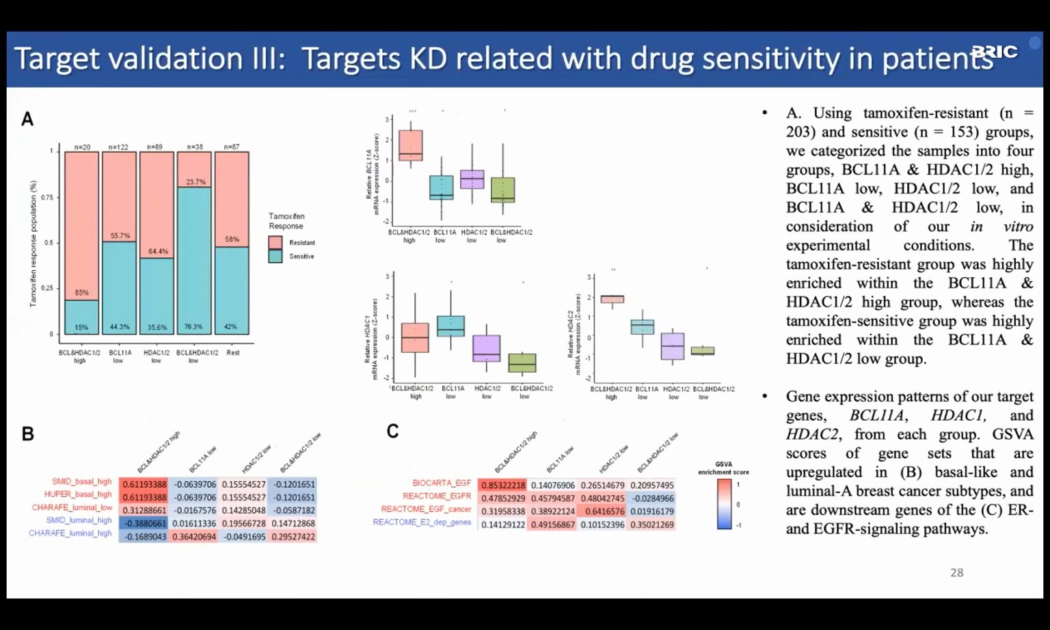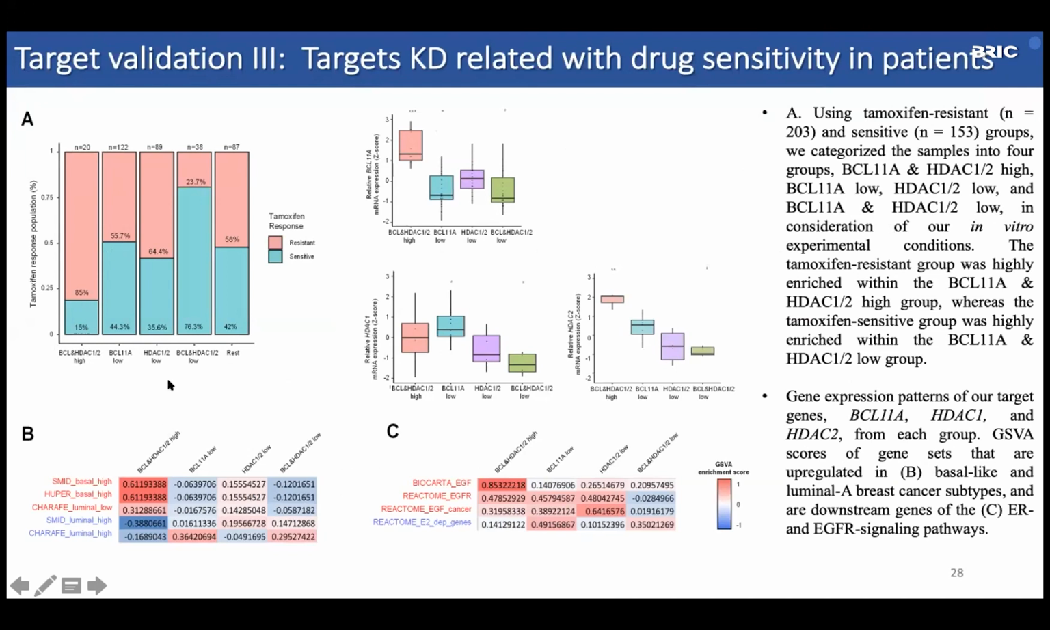Finally, we use GEO patient data sets to measure tamoxifen sensitivity based on their expression levels. So we first categorize the patients into 4 different groups: BCL11A, HDAC1 and 2 high group, BCL11A low group, HDAC1 and 2 low group, and both of these genes in low expression in patients. And as expected, we were able to see that with these genes lowly expressed, the patients were more sensitive to this drug, tamoxifen, whereas high expression of these genes within the patients can cause very resistant to the drug, which is shown here.